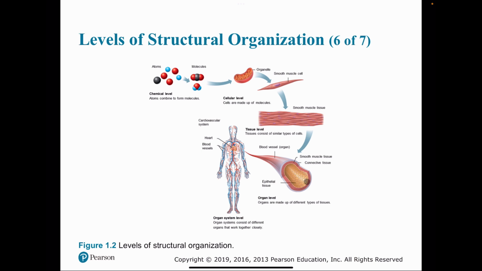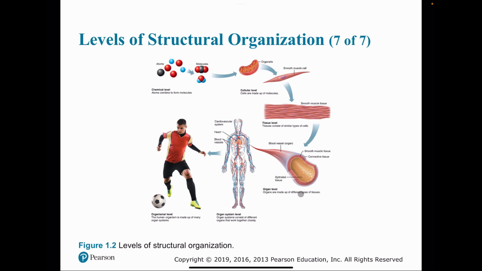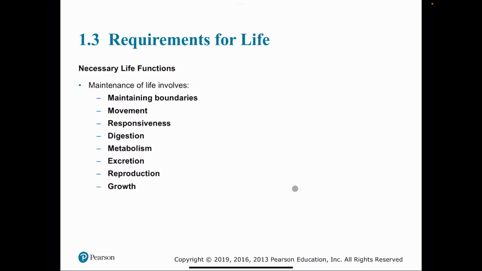When we have multiple organs that are working closely together for a particular function or functions, then we reach the organ system level. And when we take all of the organ systems and join them together, then that's when we would reach the organismal level. So again, these are the levels of organization that you do need to know for this course.